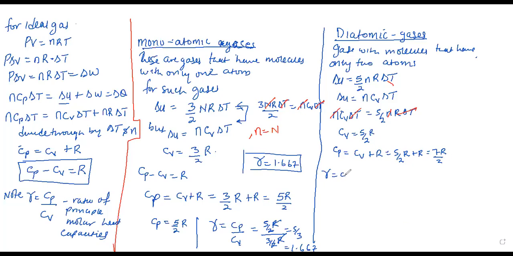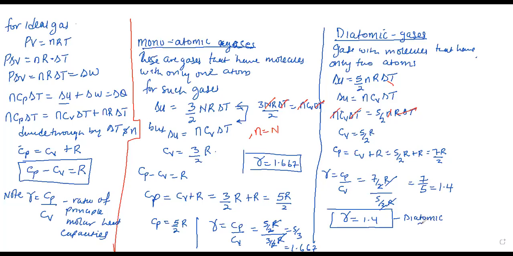Now, because gamma is Cp over Cv, this is going to be 7 over 2 R divided by 5 over 2 R. I can lose the R, I can lose the 2. This will give me 7 over 5, and the answer is 1.4. This is the most common one, with very common examples. So gamma for diatomic gases is always equal to 1.4. Then gamma for monatomic gases is 1.667.